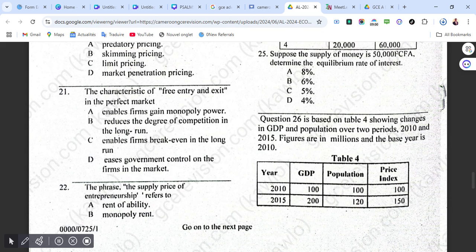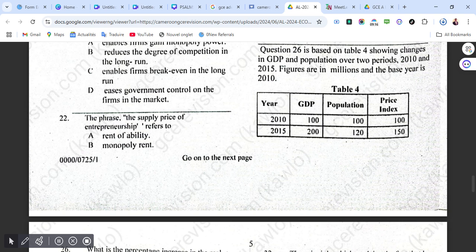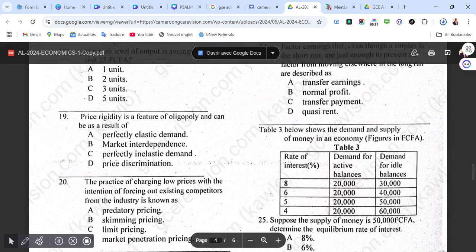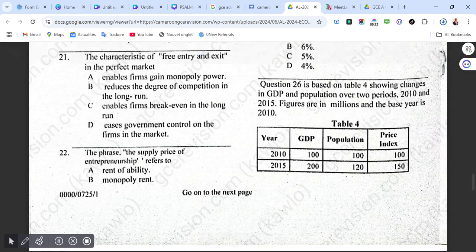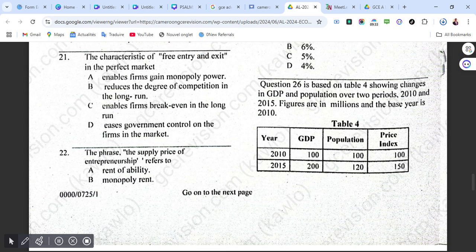21. The characteristics of free entry and exit in the perfect market. The correct answer for 21 is C, which is enables firms break even in the long run. The supply price of entrepreneur refers to... The correct answer for this is A, which is the rent of ability. So the phrase, the supply price of entrepreneurship refers to rent of ability.